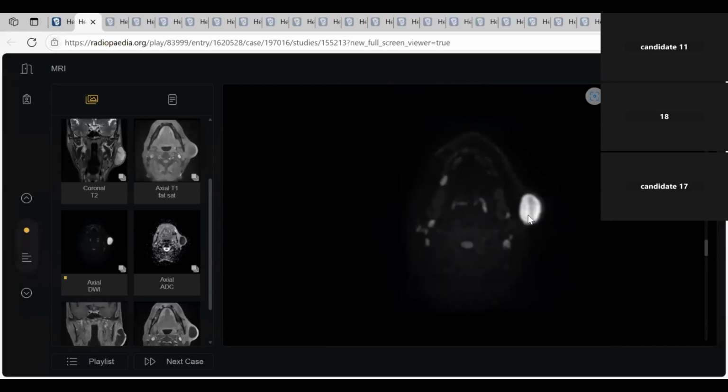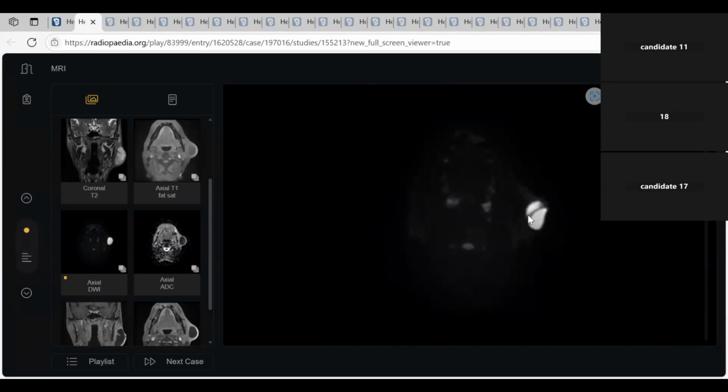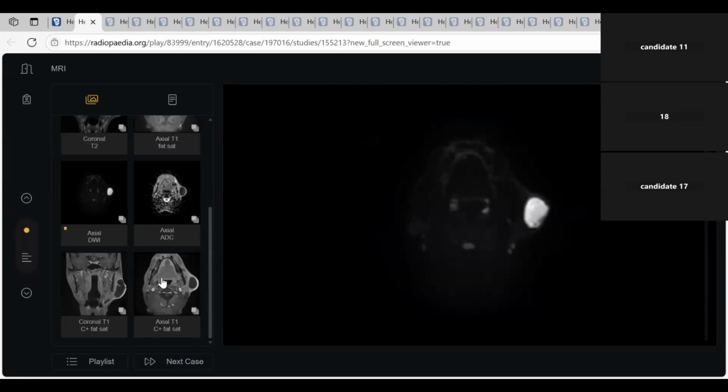What about this? The diffusion sequence shows restricted diffusion. What am I thinking about? The presence of an abscess, left parotid abscess. Okay, very excellent. What else?